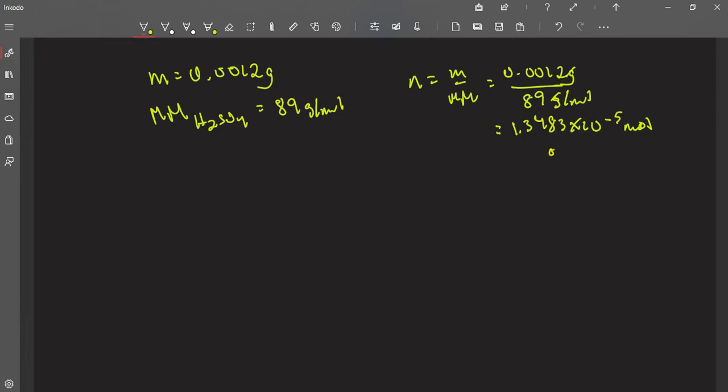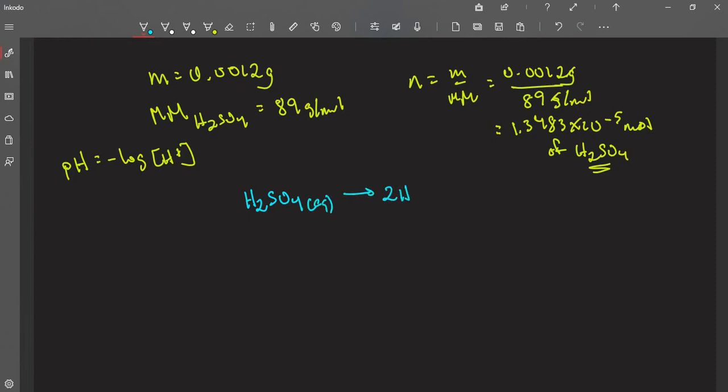Remember, that's how many moles we have of H2SO4. The question's asking us, what is the pH? Now we know pH refers to the negative log of the concentration of hydrogen ions, not the concentration of H2SO4. So that means we have to take something into consideration. We have to look at the dissociation of H2SO4. In an aqueous solution it will dissociate to look like this. We have two hydrogen ions and one sulfate.